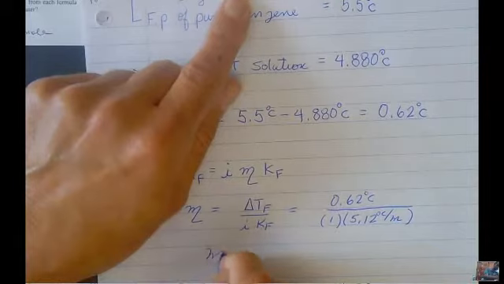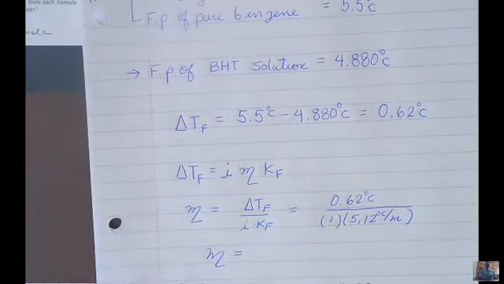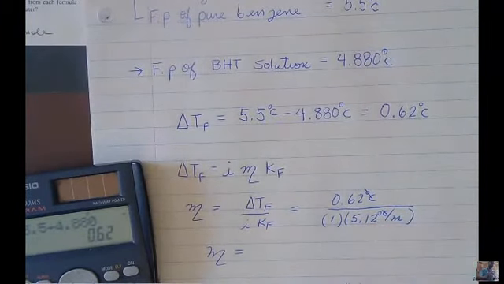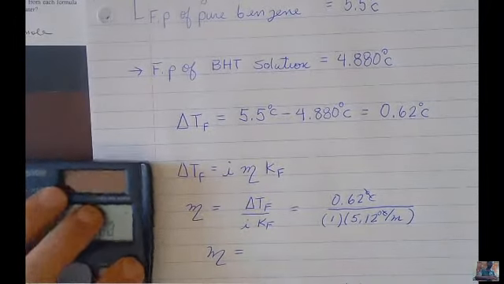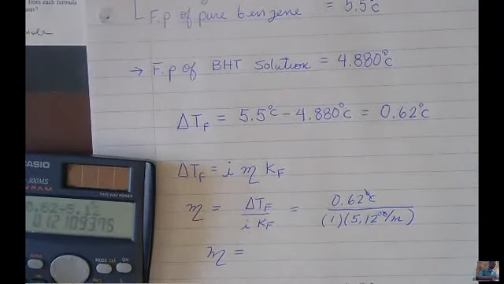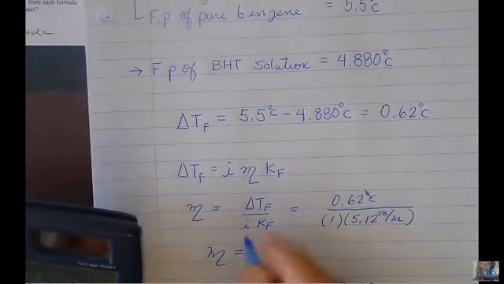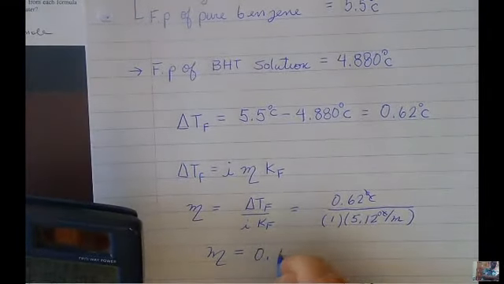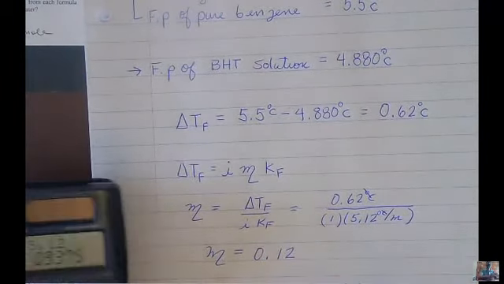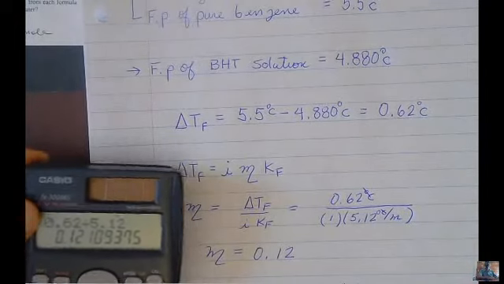So for my molality, degrees C will cancel out. i doesn't have a unit, so the molal in the bottom of the bottom kicks up to the top. It's just 0.62 divided by 5.12. So my molality is 0.12. Again, the freezing point depression had two significant digits, so I really should only have two here. 0.12 molal.